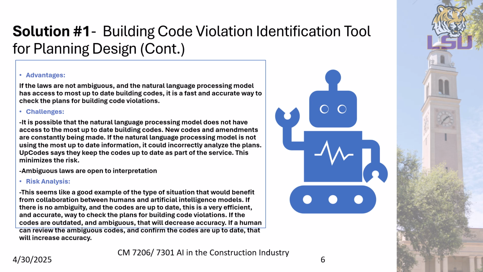If the natural language processing model is not using the most up-to-date information, it could incorrectly analyze the plans. Upcodes says they keep the codes up to date as part of their service. This minimizes the risk. Under risk analysis, this seems like a good example of the type of situation that would benefit from collaboration between humans and artificial intelligence models. If there is no ambiguity and the codes are up to date, this is a very efficient way to check the plans for building code violations. If the codes are outdated and ambiguous, that is going to lead to errors. If a human can review the ambiguous codes and confirm the codes are up to date, that will increase accuracy.